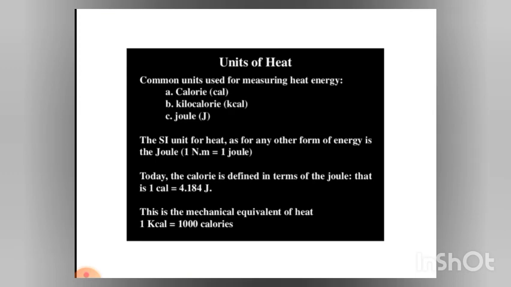Thereafter, if we talk about the units of heat, we have already discussed that heat is a form of energy which is transferred from one body to another due to temperature difference. The common units of heat are calorie, kilocalorie and joule, and the SI unit of heat is the joule. And if we talk about how the calorie and joule are interrelated, then 1 calorie is equal to 4.184 joule.